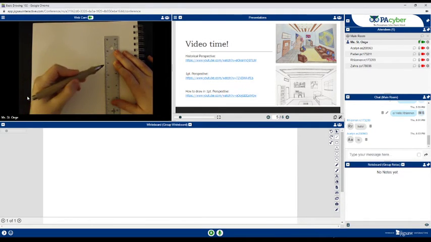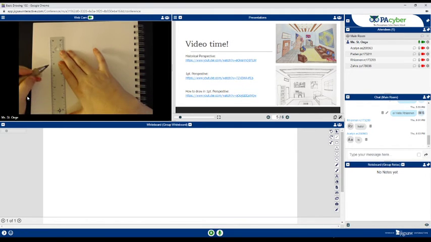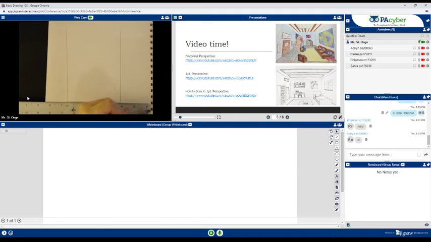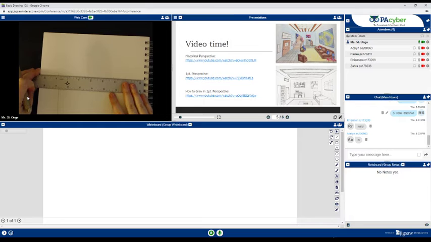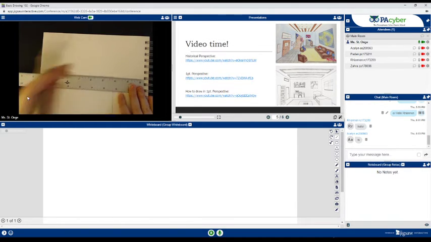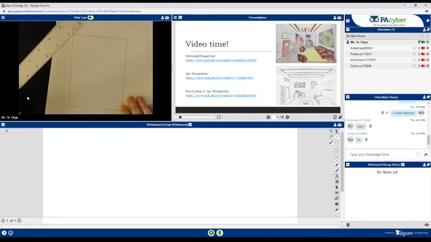Now, I am using a ruler, and I do see where I am measuring from top to bottom. And then just to make sure that it's straight here, I'm lining it up with my holes here on my one edge. So there is my rectangle to start with.